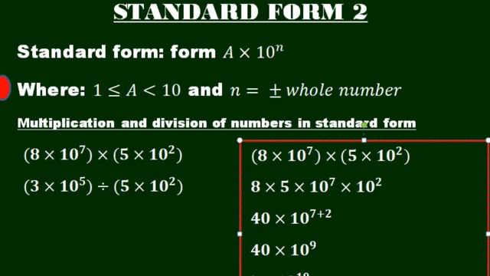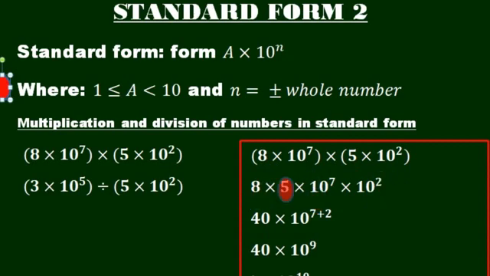When we are multiplying and dividing numbers in standard form, we use the laws of indices to simplify the powers of 10. First example: 8 times 10 to the power 7, times 5 times 10 to the power 2. We can rearrange this so that we have 8 times 5 times 10 to the power 7 times 10 to the power 2. That's how we rearrange this.